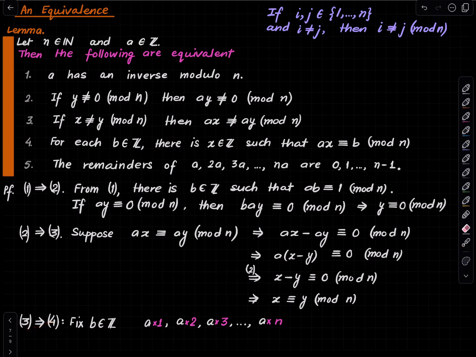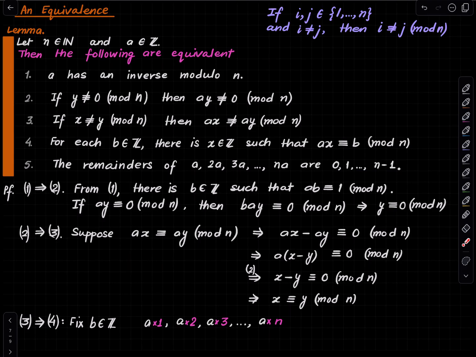4 implies 5. The remainders of these numbers are all the possible remainders that you can get when you divide something by n in some order. So here, when we write that the remainders of these numbers are the same as these numbers, we are not saying that a has the remainder 0, 2a has the remainder 1. No. We are trying to say that if you write down the remainders of all these numbers, you will get these numbers in some permuted order possibly.